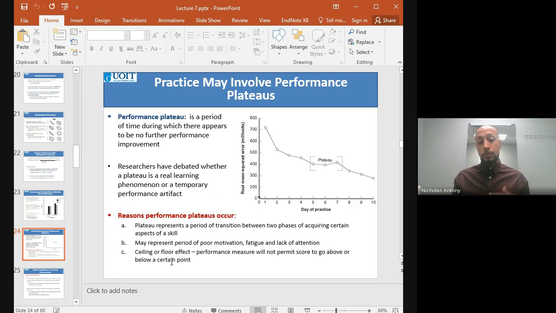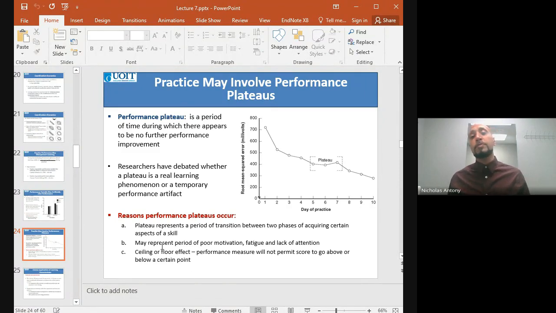The second reason why performance plateaus may occur is because it could be a period of time when there's poor motivation or lack of attention, or the person is fatigued, right? A general theme with motor learning is that unless the person is paying attention to what they're doing, they're not learning. So performance plateaus may represent a period in time where the person is getting bored. If you, as a coach, practitioner or therapist, recognize a plateau in performance, it may be a time to make them take a break or help motivate them to keep focusing on what they're doing.